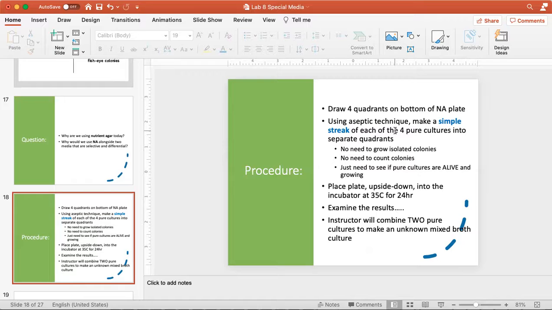I don't need to grow colonies here. I just need to show that the cells are alive and they can grow. I don't need to grow isolated colonies. I'm not going to do colony morphology. I don't have to count colonies. I just want to make sure that they're alive and capable of growing.